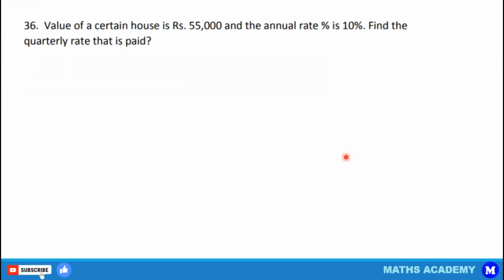Question number 36. It says the value of a house is 55,000 and the annual rate percent is 10%. Find the quarterly rate that is paid. Annual rate means the amount that is paid for 1 year, which is 12 months, and quarterly rate means the amount that is paid for 3 months. So when you divide the annual rate by 4, you get the quarterly rate. So first let's find the amount that is paid annually and then let's find the amount that is paid quarterly.